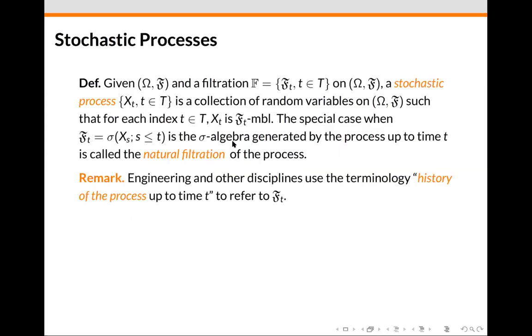Given a filtration on omega, a stochastic process is now a collection of random variables such that for each time index t, Xt is measurable with respect to the sigma algebra Ft. So this is also called adapted to the filtration. We say that this is a stochastic process that is adapted to this filtration.